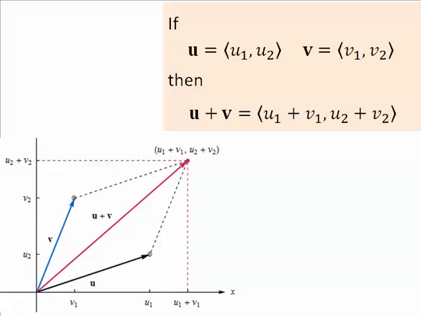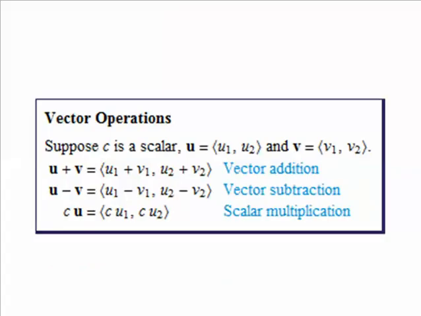Suppose we'd like to add two vectors. If we have them written in component form, this becomes quite easy. I just add the horizontal and vertical components. Subtracting means subtracting the horizontal and vertical components. And I can also multiply by a scalar value by multiplying the horizontal and vertical component by that scalar value.